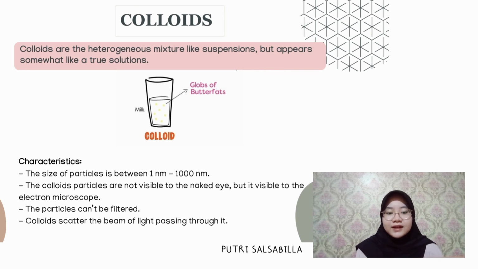The size of colloid particles is between 1 and 1000 nanometers. They are not visible to the naked eye, but visible under the microscope. The particles cannot be filtered, and colloids may scatter a beam of light passing through them.